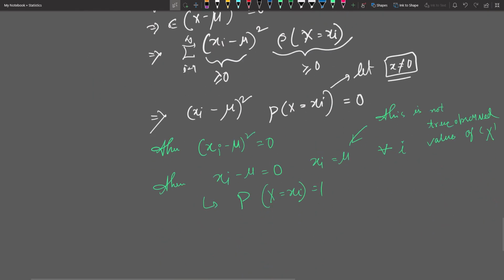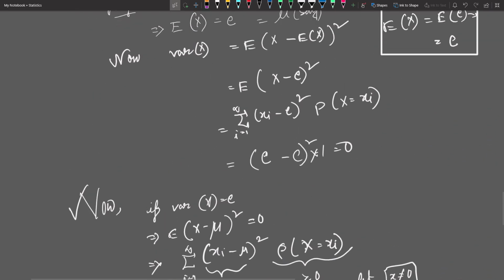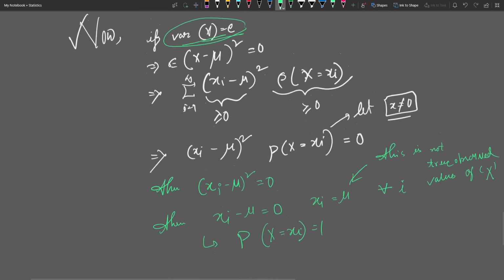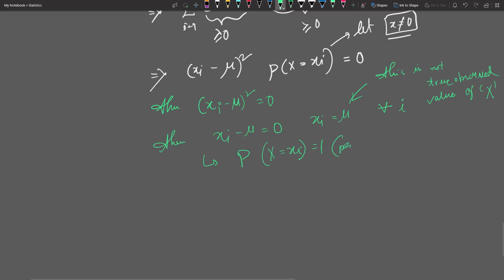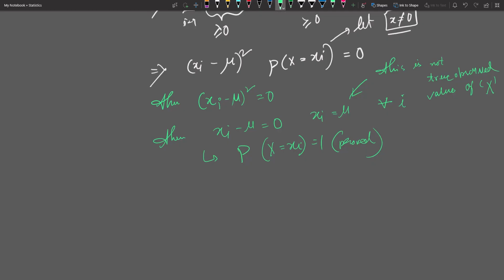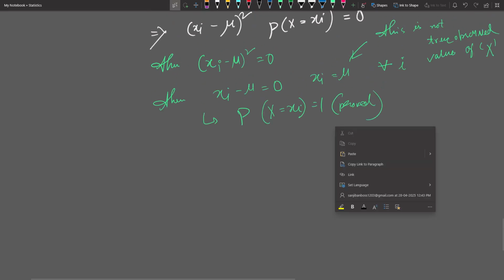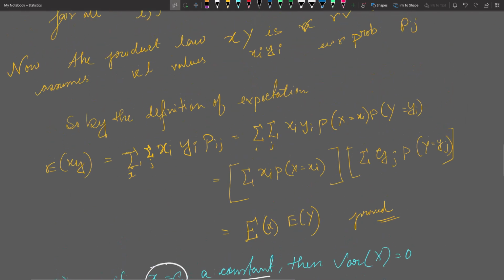So here you can see the proof was over here, but I have written this also. If this is also given, then you can prove it also. So next we move to our second property, or property number 2. What is that? Let me check once.